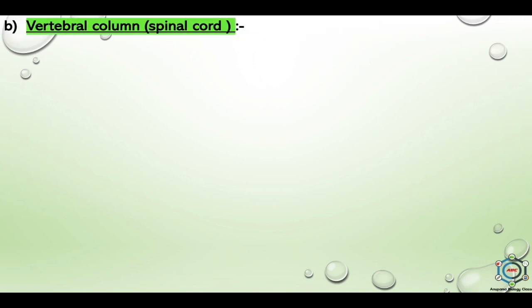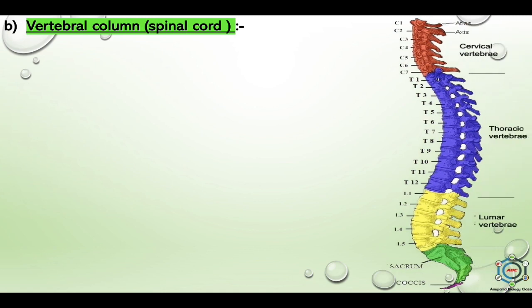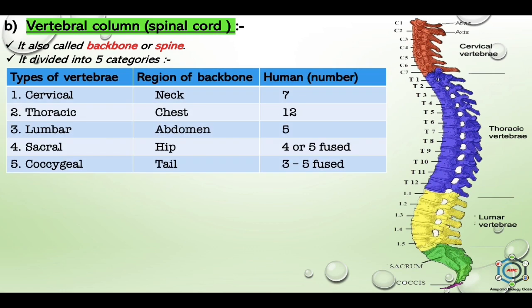Now, the second part of the axial skeleton, that is the vertebral column or spinal column. In the picture you can see the complete structure, which is curved and 70 centimeters long and present in the mid-dorsal line of the neck and trunk. It is also called the backbone or spine, and it has 33 movable vertebrae which are divided into 5 categories. These are cervical, thoracic, lumbar, sacral and coccygeal. Cervical is present in the neck and 7 in number in humans. Thoracic is present in the chest and 12 in number. Lumbar is present in the abdomen and 5 in number. Sacral is present in the hip and 4 or 5 which are fused. Coccygeal is present in the tail and 3 or 5 which are fused.